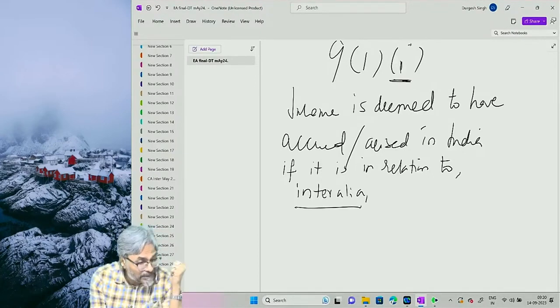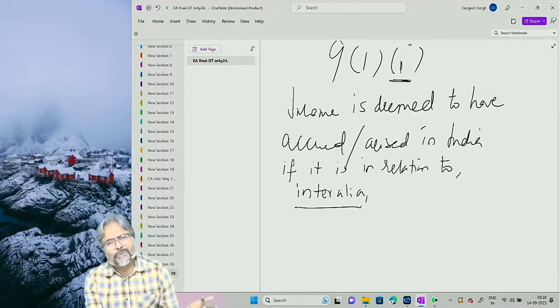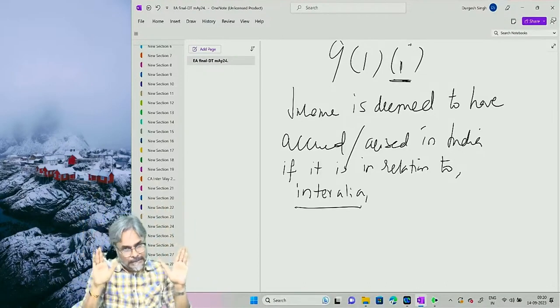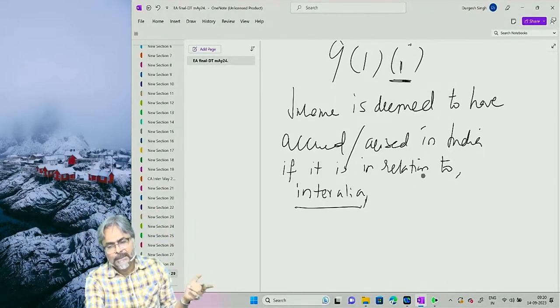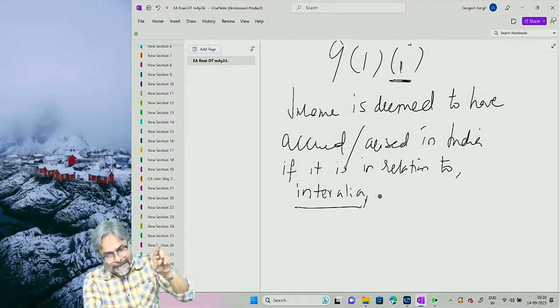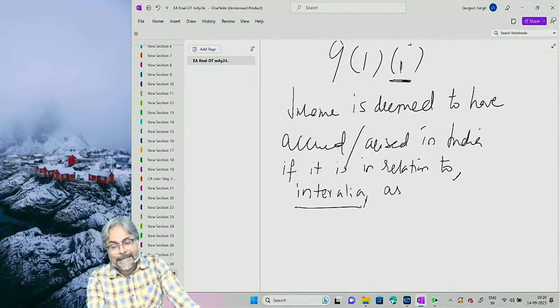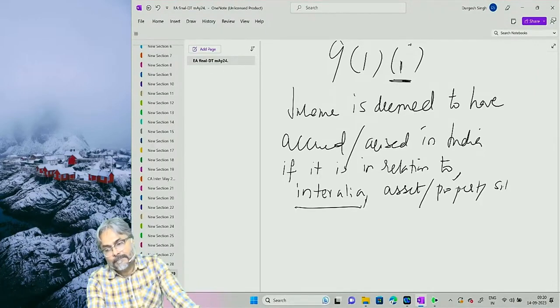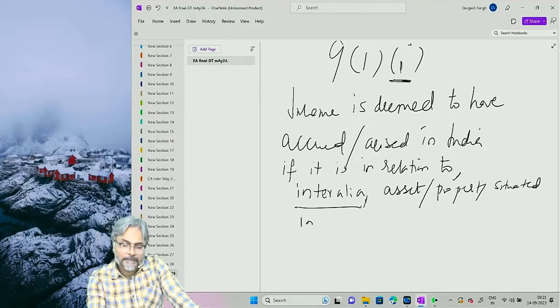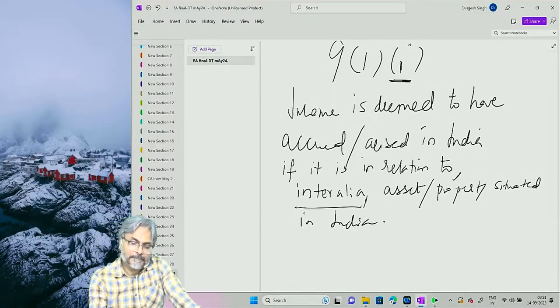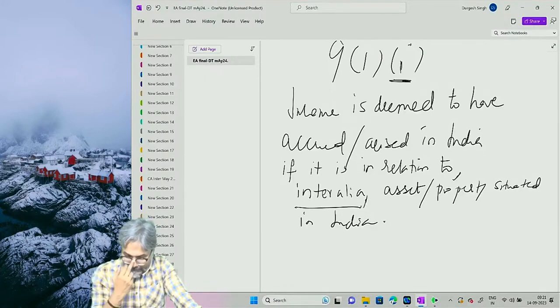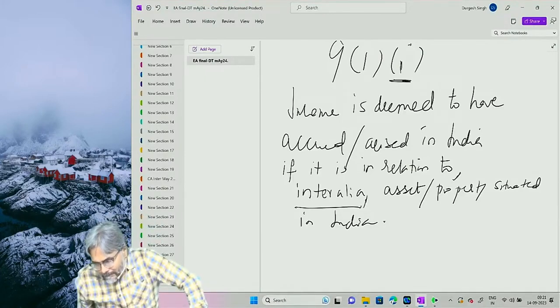Right now, for this question, I'm not going to write everything. Business connection in India has got no relevance here; asset in India is relevant. We only want to write what has been asked. Use the word: if it is in relation to, comma, inter alia, comma, asset or property situated in India, full stop.